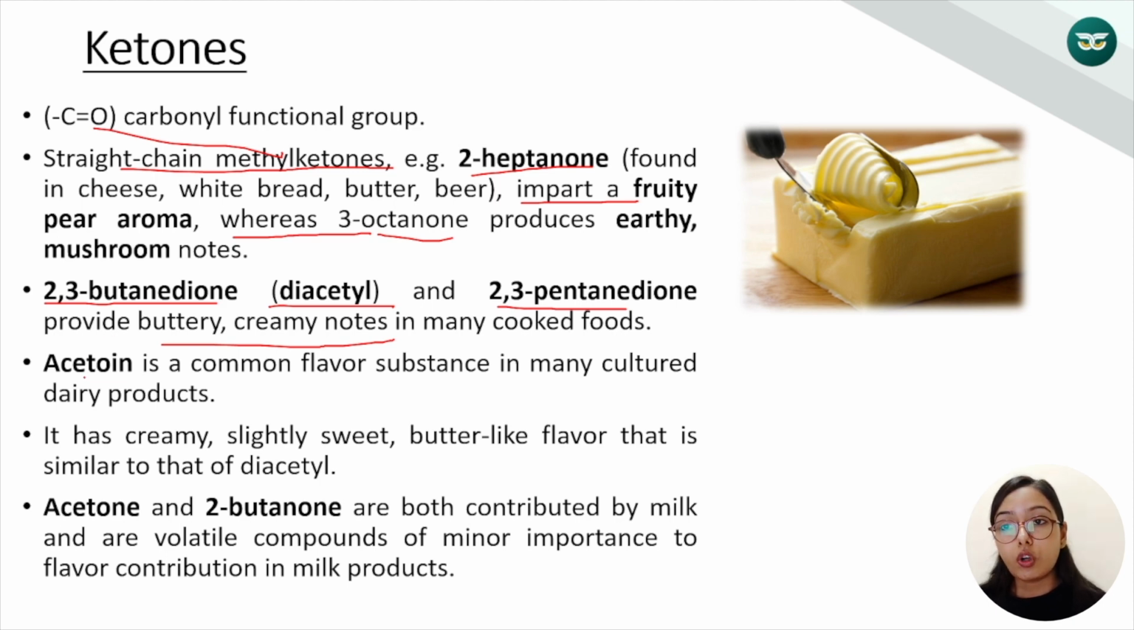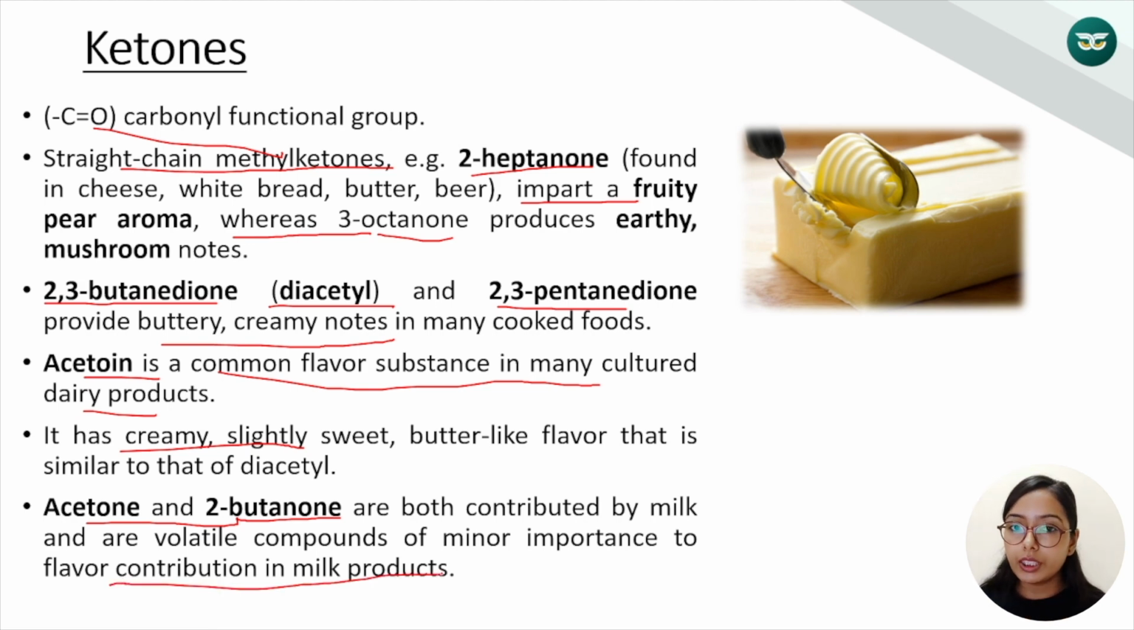Then again, acetoin, which is a common flavor substance in many cultured dairy products, is again a ketone, which gives the typical flavor to the dairy products. It basically has a creamy, slightly sweet but butter-like flavor that is similar to that of diacetyl. Then acetone and 2-butanone, these both are contributed in milk, and they have a certain volatile flavor to them, which is responsible for giving the typical flavor to the milk products.